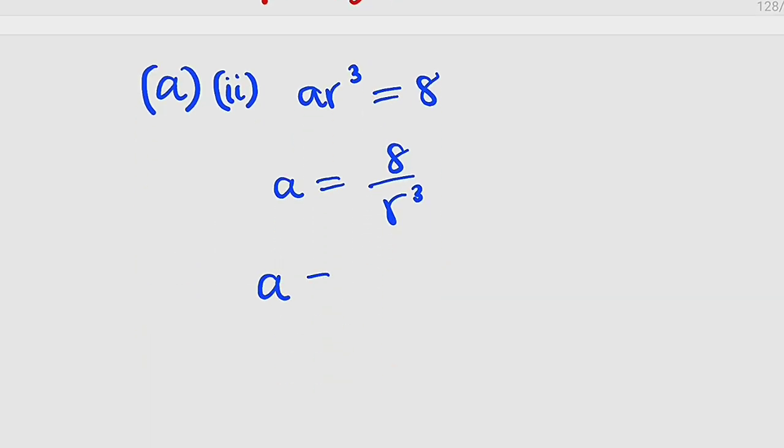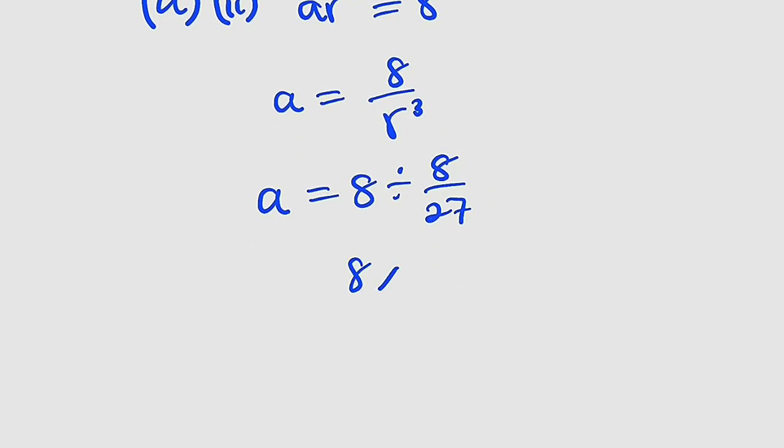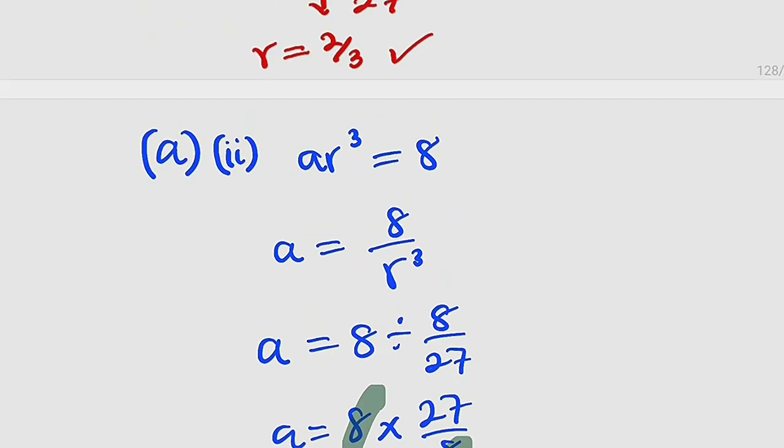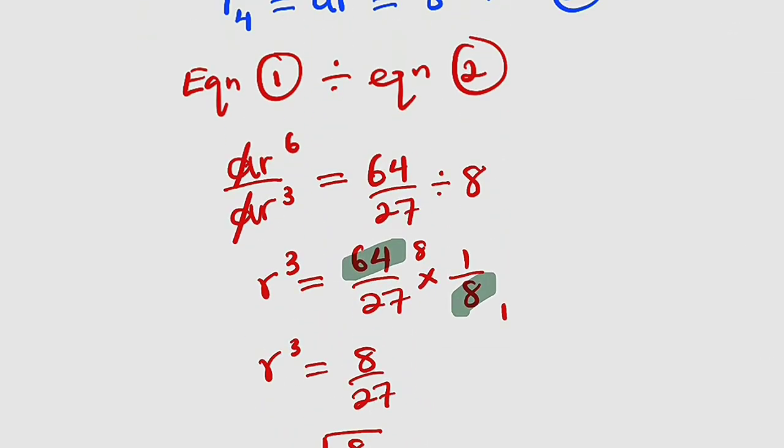So a is equal to 8 divided by 8 over 27. That is 8 multiplied by 27 divided by 8. If you change this to multiplication, you have to take the reciprocal. You can see that 8 and 8 will cancel, and definitely the first term is equal to 27. As simple as that. We are done with question number 2A.